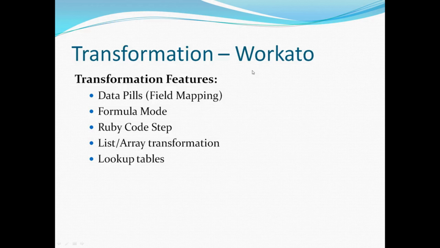These are the transformation features available in Workato. Data fields for field mapping, formulas for source and target mapping. We can write scripts in Ruby. Then list or array transformation, and lookup table for data enrichment. Workato also supports XSLT transformations.